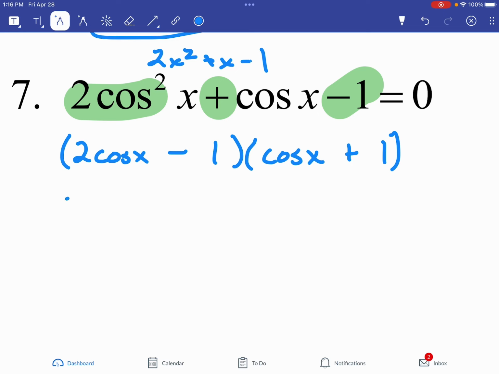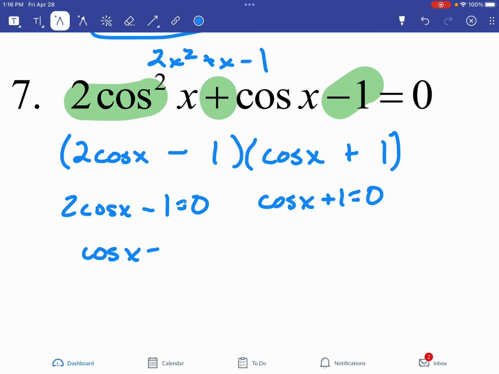So now I've set each one of my factors equal to 0 and then solve for x, solve for cosine. So cosine of x equals, I'm going to add 1 and divide by 2. And here I'm just going to subtract 1. So we're going to find a bunch of different stuff. So the cosine of x equals 1/2.